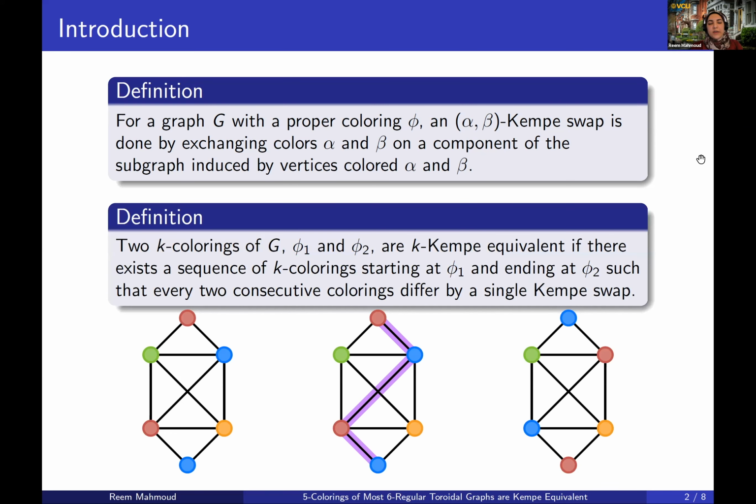Any two k-colorings of a graph G, say phi1 and phi2, are called k-Kempe equivalent if there exists a sequence of k-colorings starting at phi1 and ending at phi2, such that every two consecutive colorings differ by a single Kempe swap. That means if we can get from one coloring to the other by performing a sequence of Kempe swaps, then both are k-Kempe equivalent. I might refer to k-Kempe equivalent as just Kempe equivalent or k-equivalent during this talk, because it's understood that we're dealing with k colors.